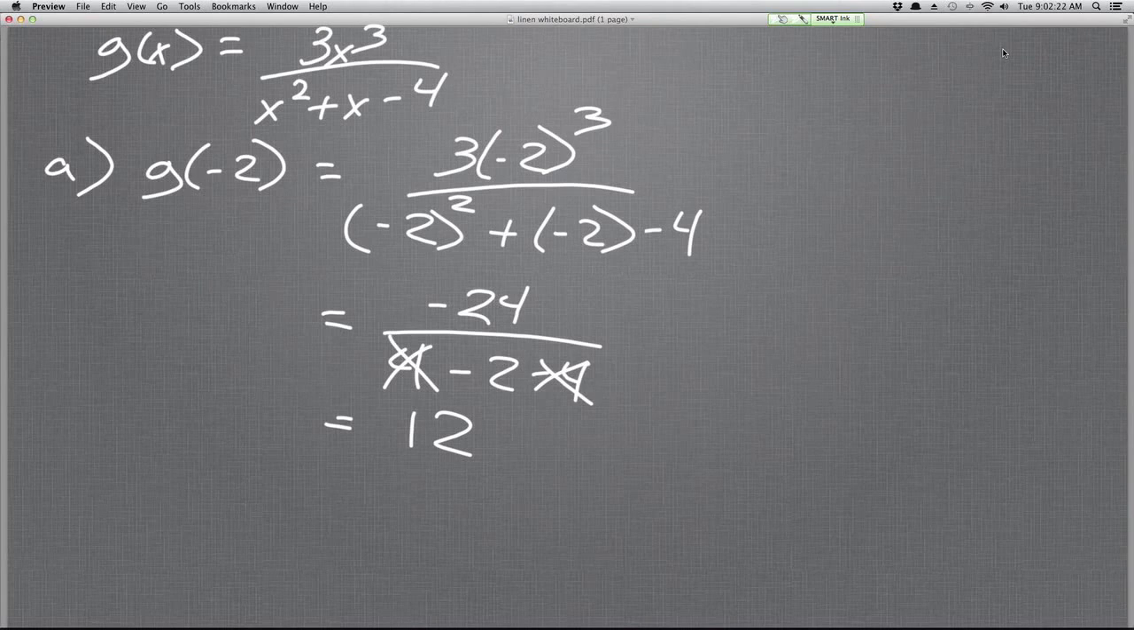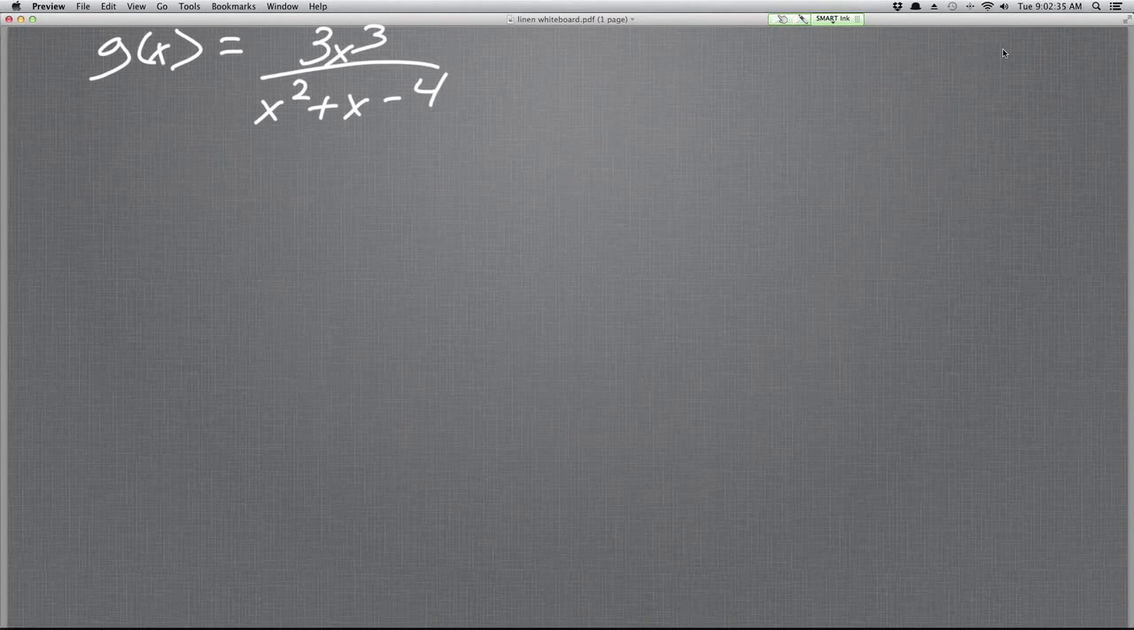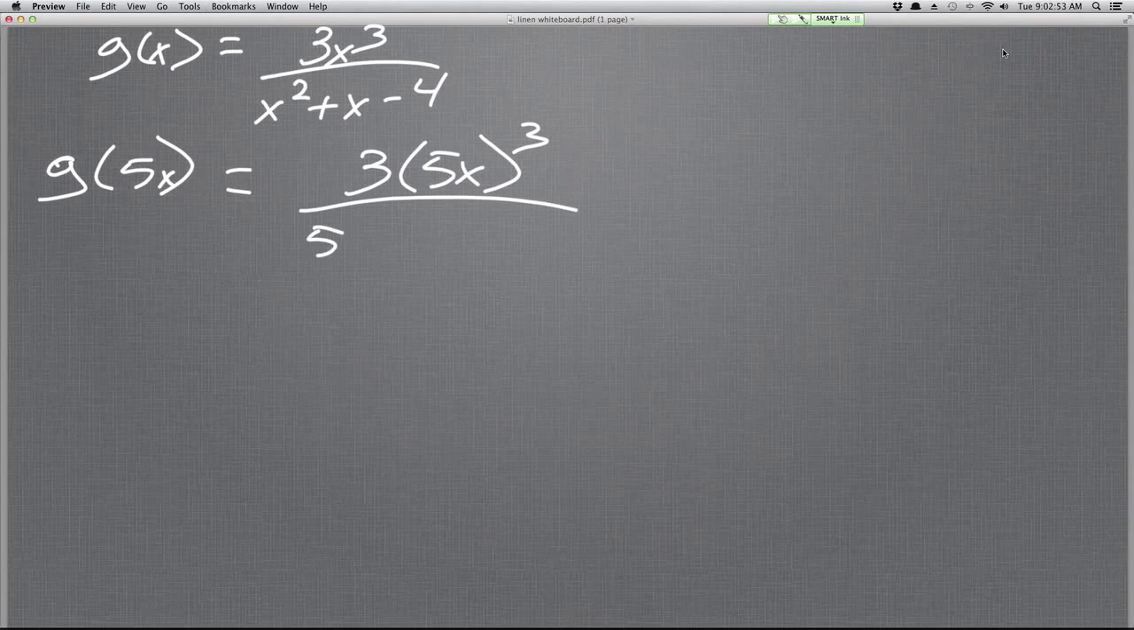Okay, and as we knew, how many values did I end up with? I only ended up with 1, like I should have. All right, so let's look at part B. What does it want? G of 5x. So what am I going to do on g of 5x? Plug in 5x for x. So it's going to be 3 times 5x cubed over 5x squared plus 5x minus 4.